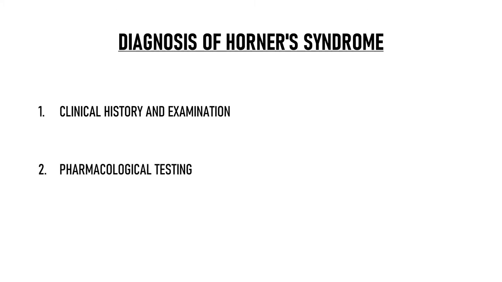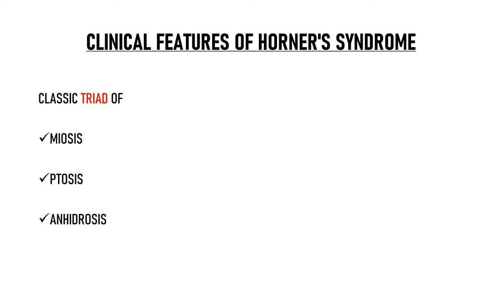The diagnosis of Horners is a three-step process. We start with clinical history and examination. Then we do pharmacological testing, and finally we go for diagnostic imaging. Horner's is characterized by a classic triad of miosis, ptosis, and anhidrosis. Miosis means constriction of the pupil. So in Horner's disease, the pupil on the affected side appears smaller than the pupil on the normal side.